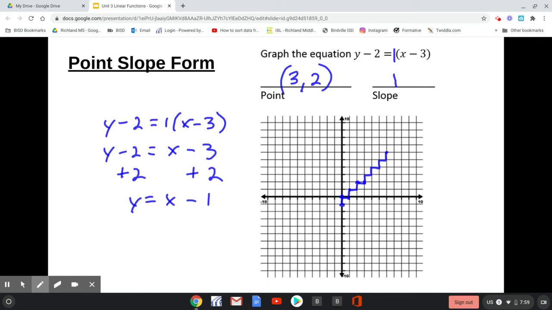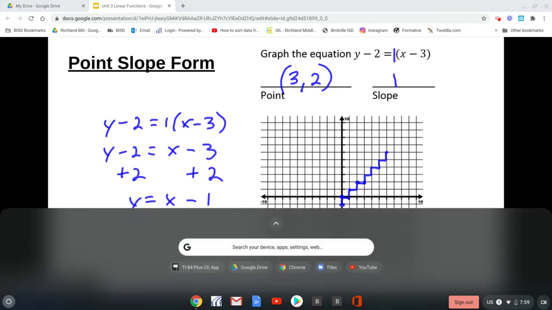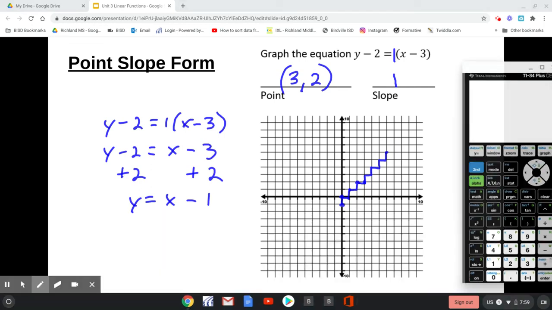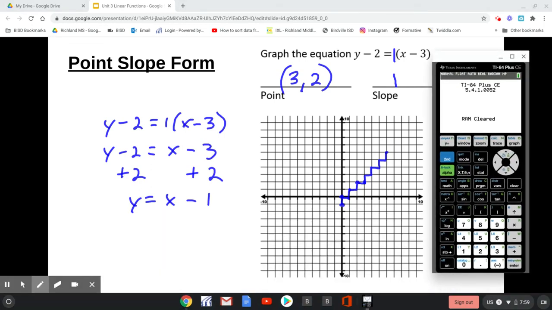Let's put this one in the calculator real quick. So we have, let's make sure I did this right. So x minus 3, add 2, and that becomes negative. Okay, so y equals, and I'm going to put x minus 1. I'm going to hit second and table. Well, there's the graph.